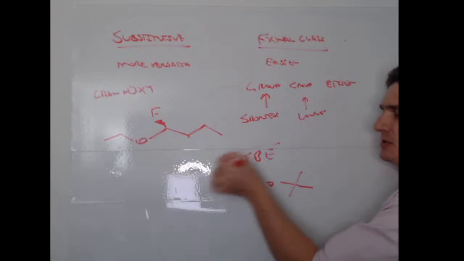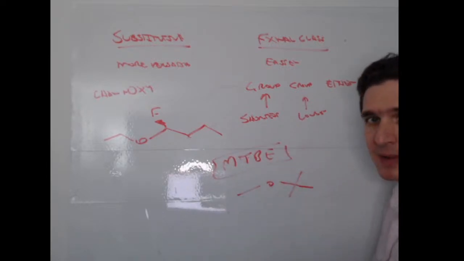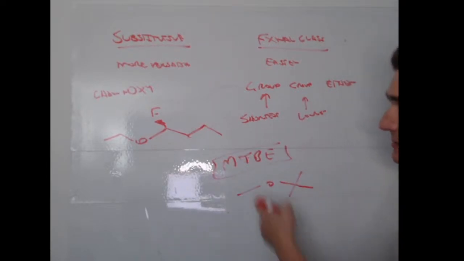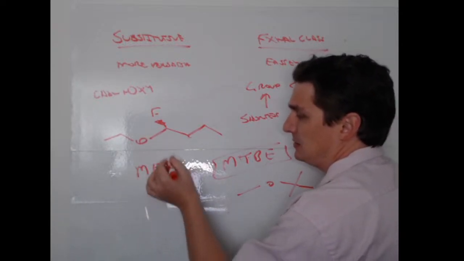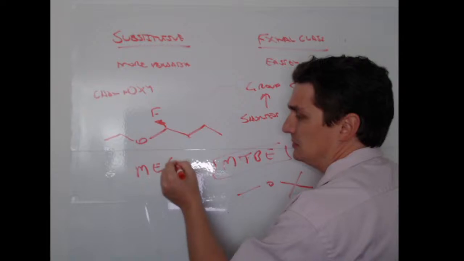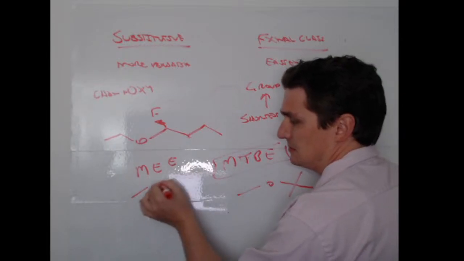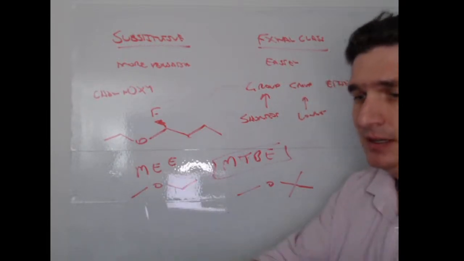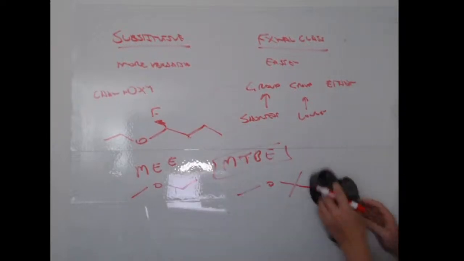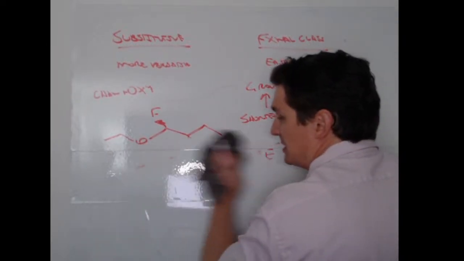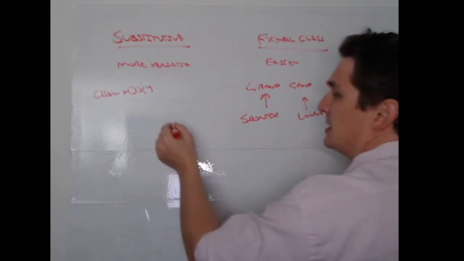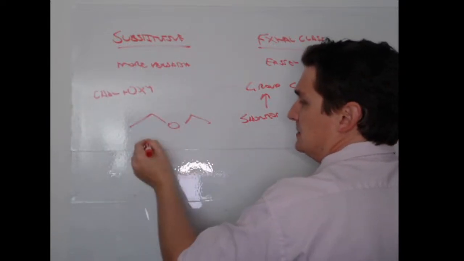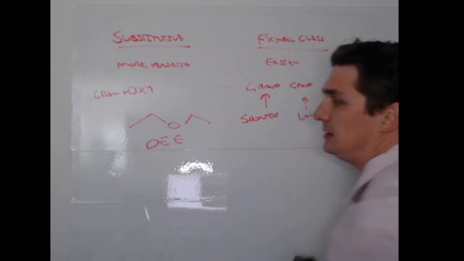MTBE is a very common ether. We used to use it for a lot of labs. We don't use it anymore. But MTBE is methyl tert-butyl ether. Methyl ethyl ether is that. And if the two chains are the same length or the same group, this becomes di-. So if we have two ethyl groups on opposite sides of an ether, this becomes diethyl ether.